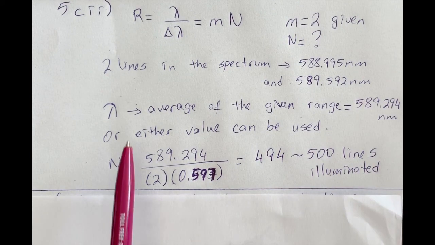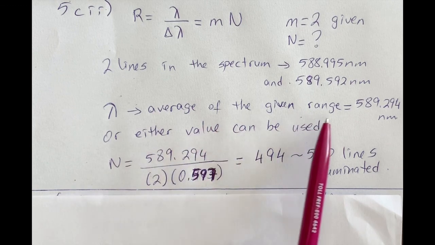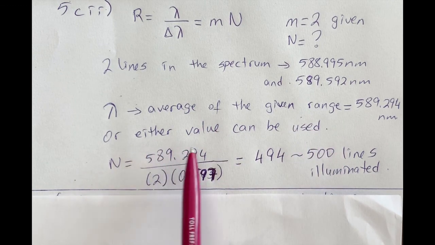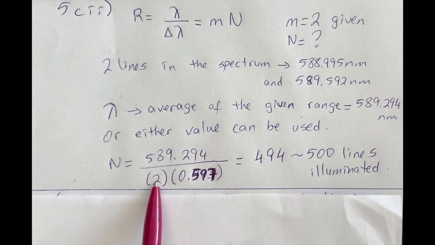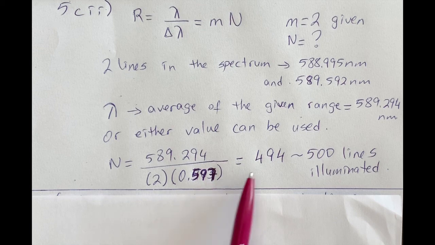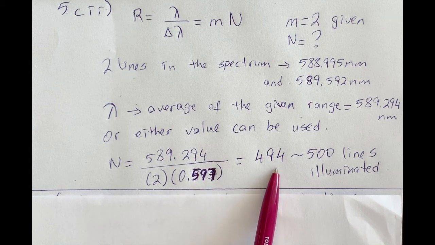We are going to use for wavelength the average of the given range. You can choose to use either of these values for the wavelength in the formula. m is 2 as given, and this is the difference of the two wavelengths that is given. It solves to calculate 494, which would roughly be 500 lines illuminated.